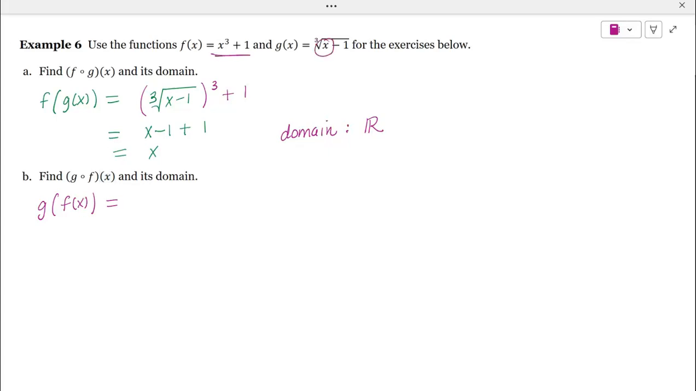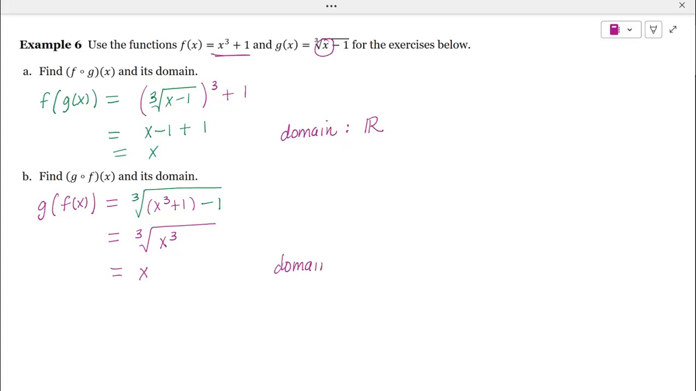So I'm going to have x cubed plus 1, like this, under the cube root, and then there's a minus 1 inside. So simplifying, the plus 1 and the minus 1 are going to cancel each other, and so we'll just have x cubed, and the cube root of x cubed is just x. So similarly, the domain here is all real numbers.